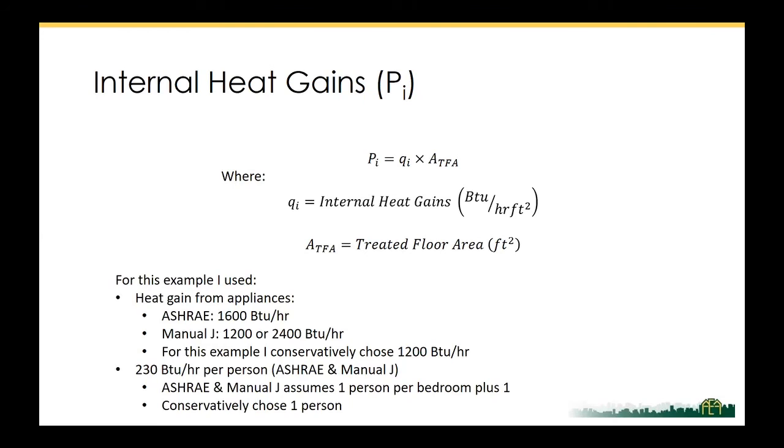And then also for internal gains from people. ASHRAE and Manual J both assume 230 BTU per hour per person. ASHRAE and Manual J assume one person per bedroom plus one, and I conservatively chose one person. So in this case, ASHRAE and Manual J would assume two people. But from reviewing the assumptions that ASHRAE and Manual J both make, I'm assuming that 1200 is fairly conservative for calculating a cooling load. So I tried to level that out by reducing the number of people to one.